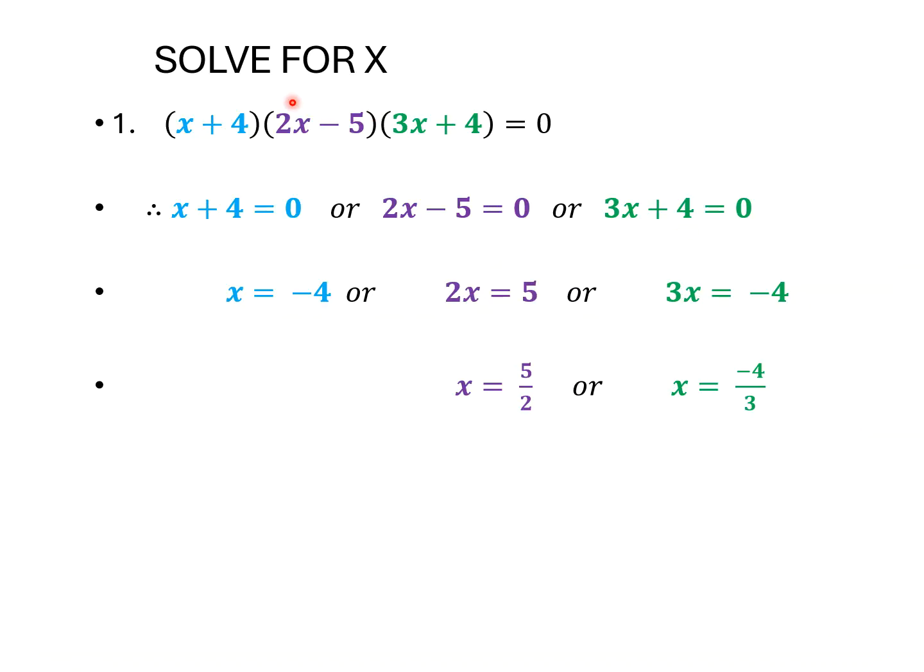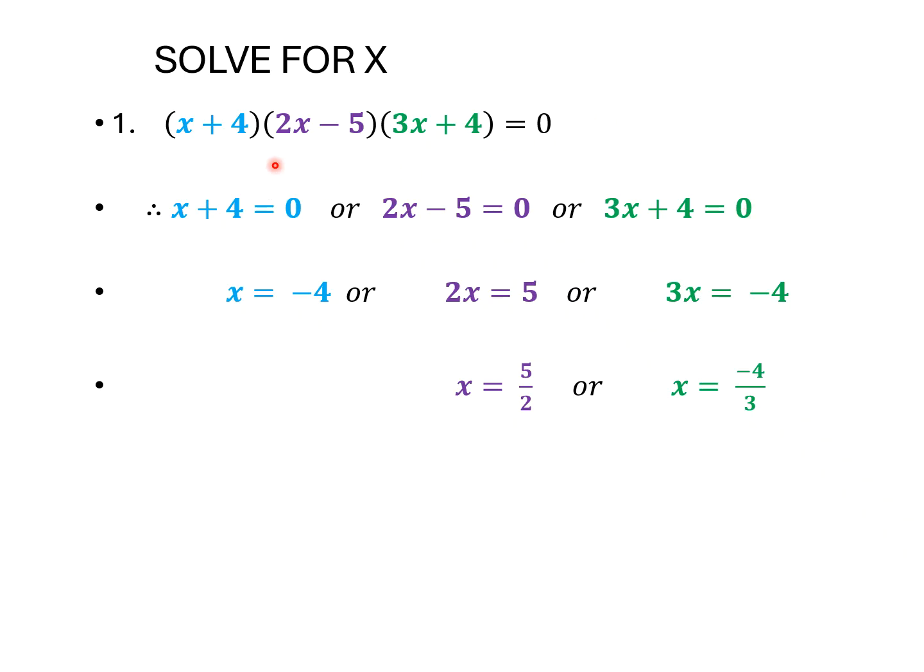So problem number 1, they say solve for x. Give me in brackets (x + 4)(2x - 5)(3x + 4). And the key here, they say it's equal to 0. So it's equal to 0, I can use straight away what you call the zero factor law. I say x + 4 must equal 0, 2x - 5 equals 0, and 3x + 4 equals 0.